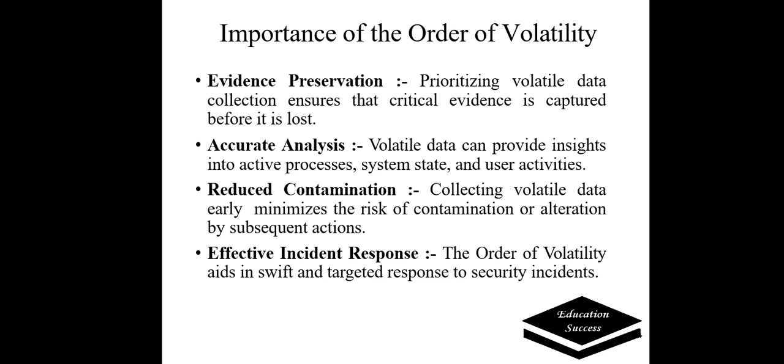Second one is accurate analysis. Volatile data can provide insights into active processes, system state, and user activities. Third one is reduced contamination. Collecting volatile data early minimizes the risk of contamination or alteration by subsequent actions. Fourth one, effective incident response. The order of volatility aids in swift and targeted response to security incidents.